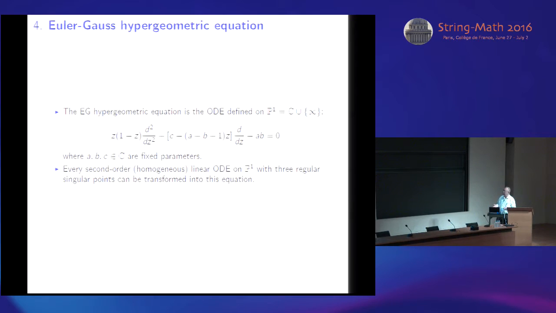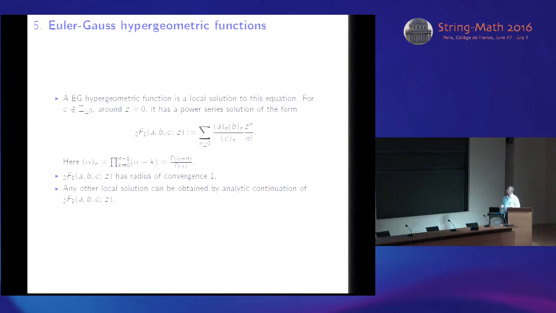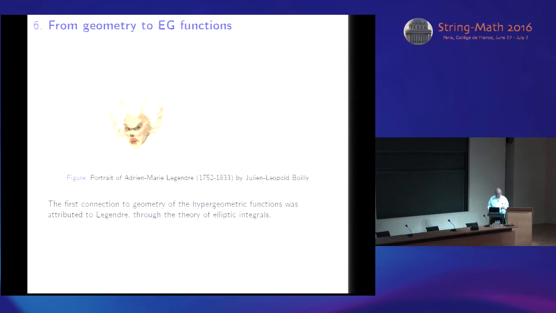Every second order homogeneous linear ODE on P1 with 3 regular singular points can be transformed by a linear fractional transformation to this equation. The hypergeometric function is a local solution to such an equation, and these are well known and can be expanded in the following form, where alpha n is defined by the gamma functions. This has radius of convergence 1, and any other local solution can always be obtained by analytic continuation of this hypergeometric function. So these are well known.